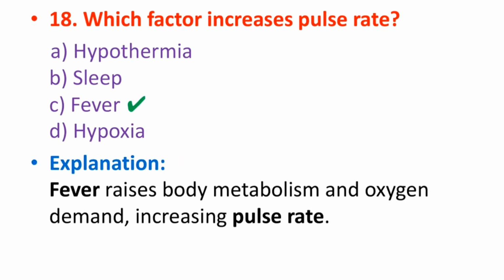Which factor increases pulse rate? Option A, hypothermia; option B, sleep; option C, fever; option D, hypoxia. The correct answer is option C, fever. Fever raises body metabolism and oxygen demand, increasing pulse rate.